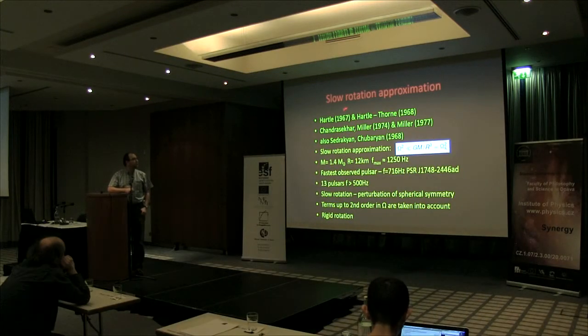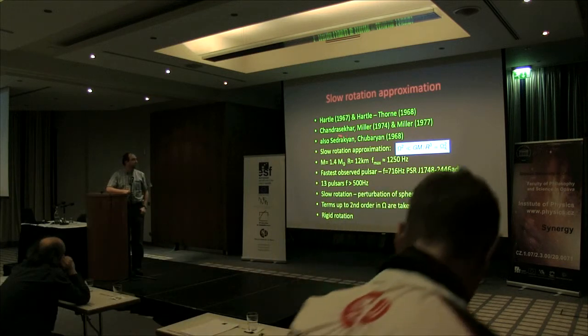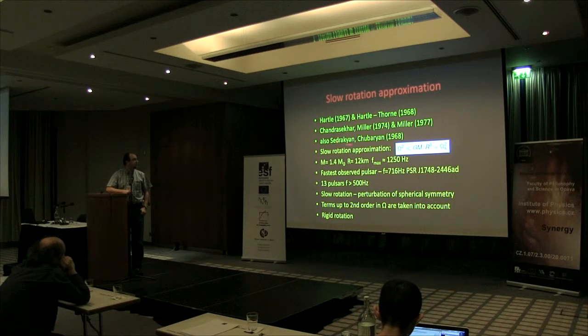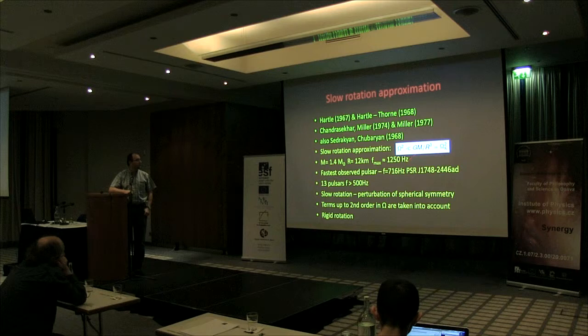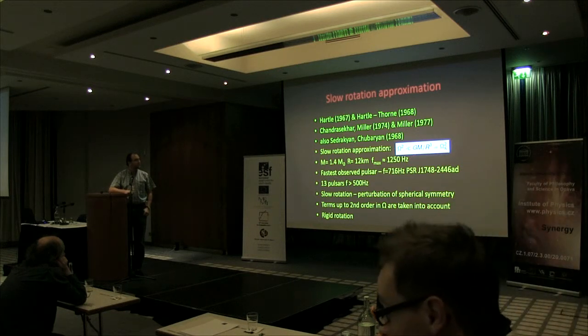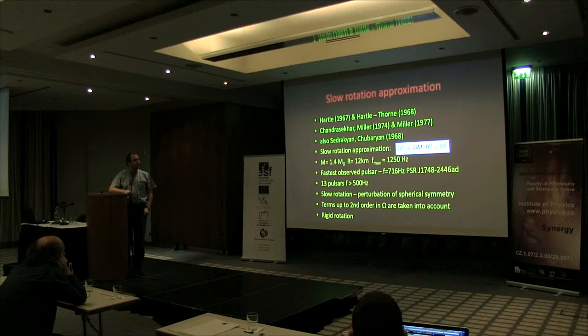So we have used the so-called slow rotation approximation that has been developed by Hartle and Thorne in 1968. Also, there has been some important work done by Sedrakian and Chubarian in 1968 and by Chandrasekhar and Miller and Miller himself in the 70s. So slow rotation approximation is valid if the angular velocity of the star squared is much less than the Keplerian velocity of the particle, which is sitting at the equator of the star at its surface.